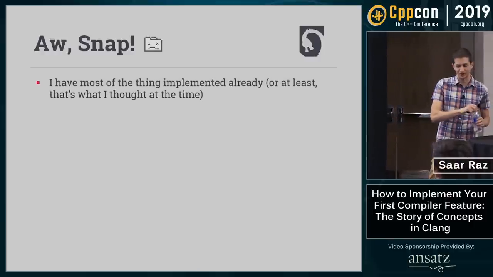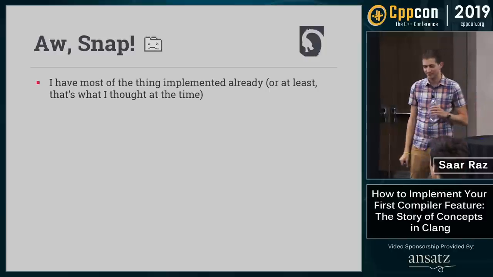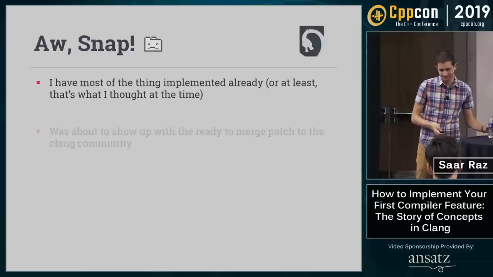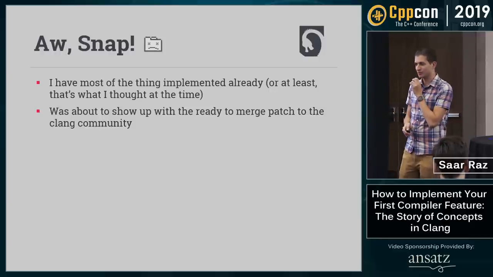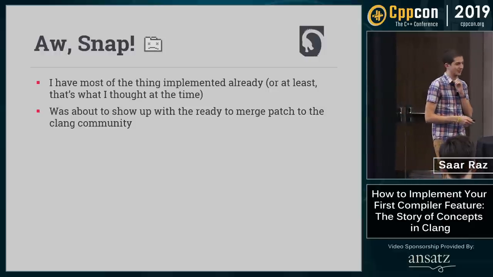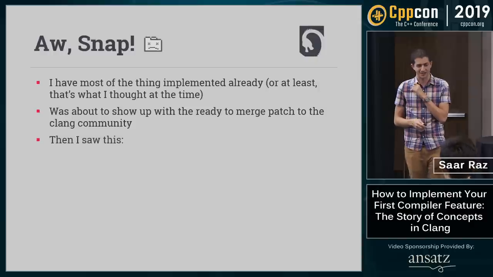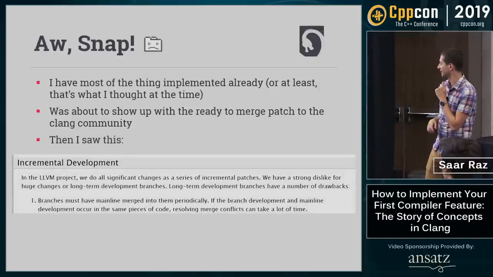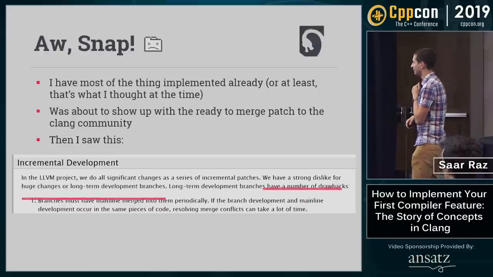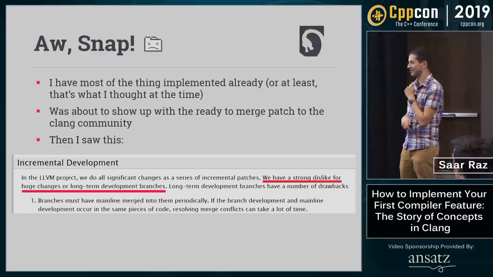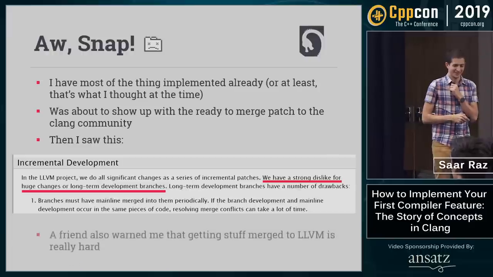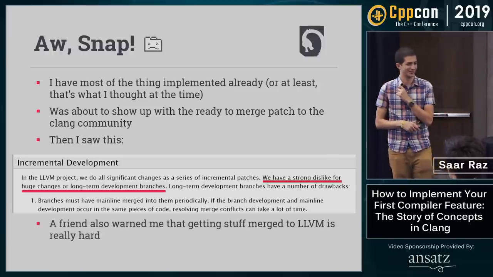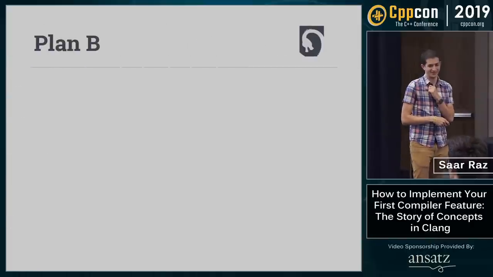So I have most of the feature implemented. At least that's what I thought. I was just about to show up to the Clang community with my patch ready to merge. Then I saw this little page on the LLVM developer manual saying we have a strong dislike for huge changes in long-term development branches. And also a friend warned me how hard it is getting stuff merged into LLVM. Well, shit.